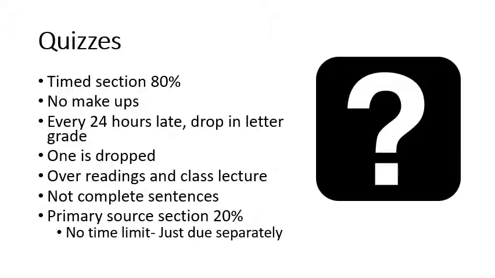The other 20% is a primary source section. Sometimes I call this the take-home section. If I call it the online section, I apologize for that. It's basically the not timed section. There's no time limit on this primary source section. It's just due separately. Think of it almost like a separate assignment, but it combines with the quiz grade. And so that's how you get the full 100 points.